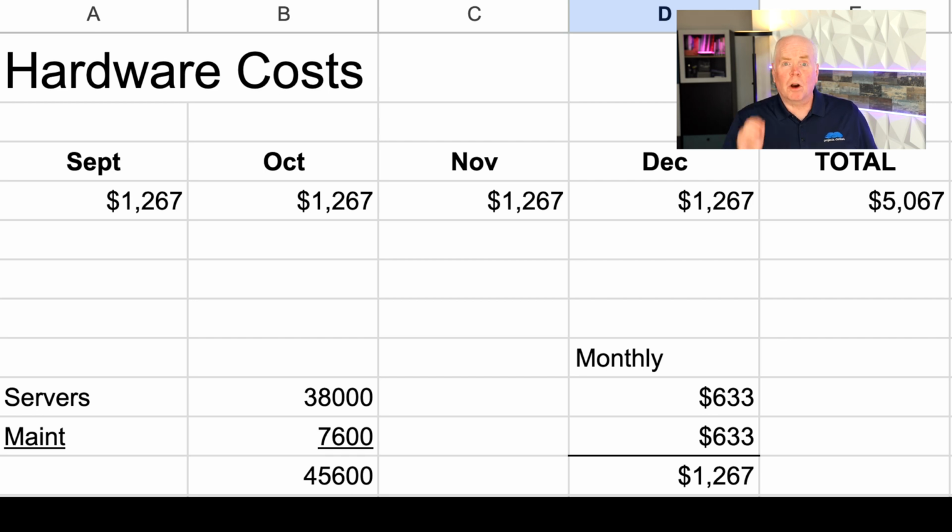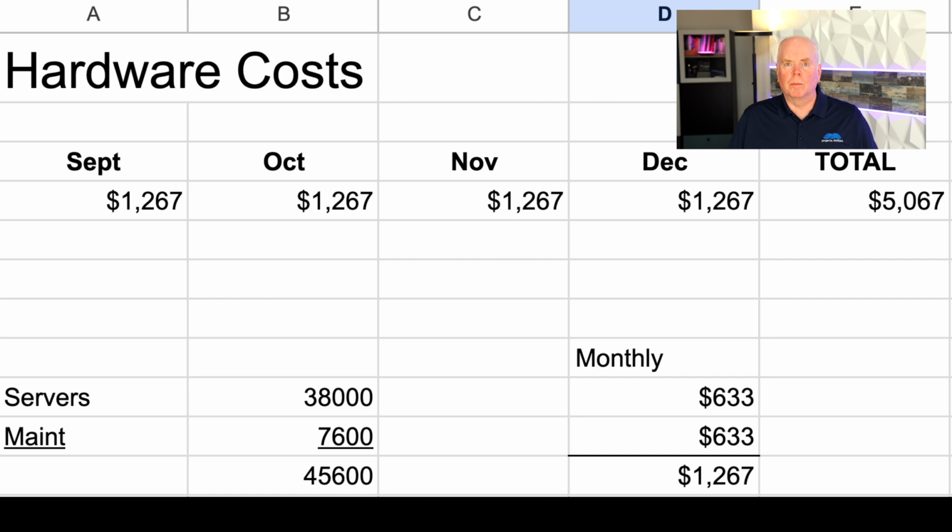Next tab is hardware costs. So this one's relatively straightforward, but you've got to understand the rationale behind it. Whenever you buy hardware, so let's assume it's a few servers, when you buy those servers, there's the actual cost for the server, and then there's maintenance. It's usually about 20%. So we're assuming that the cost for the servers is about $38,000 and then a 20% plus up for maintenance for 12 months on that hardware.